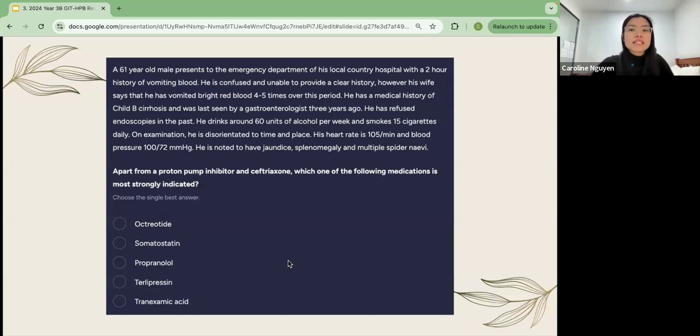A 61-year-old male presents to the ED with a 2-hour history of vomiting blood. He's confused, unable to provide a clear history. He vomited blood 4 to 5 times over this period. He has refused endoscopies in the past. 60 units of alcohol per week and 15 cigarettes daily. He has a high heart rate, low blood pressure, jaundice, splenomegaly, and multiple spider nevi. What do you think he has? Or what do you think he needs?